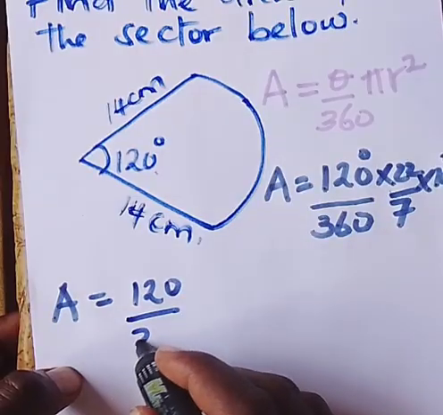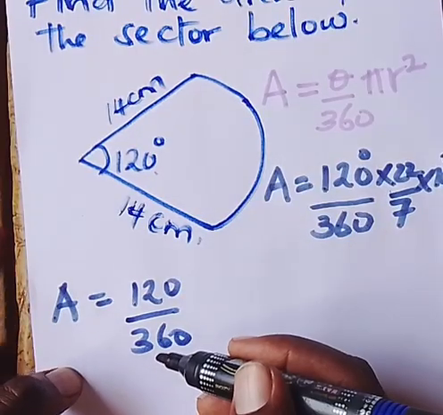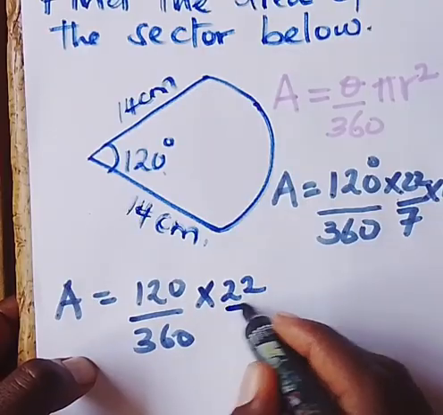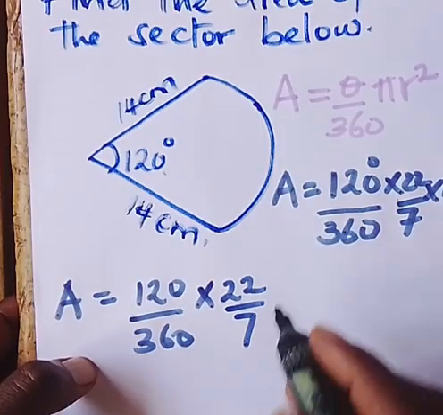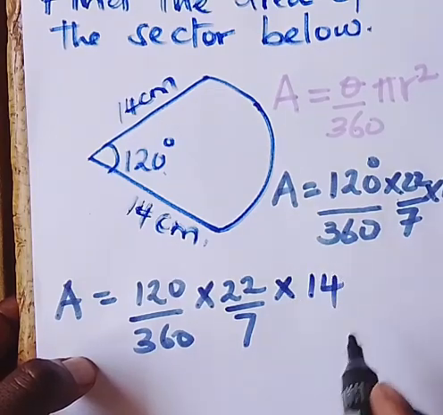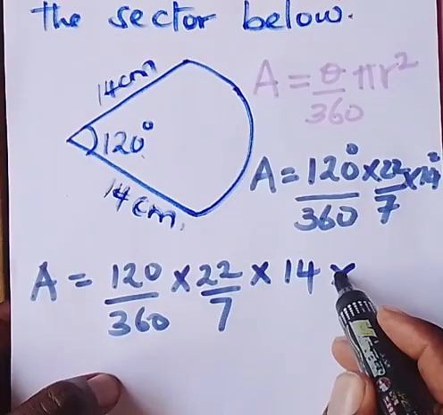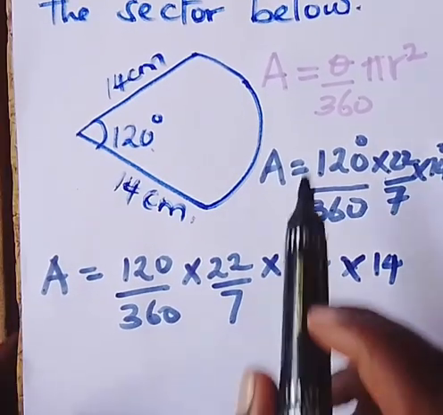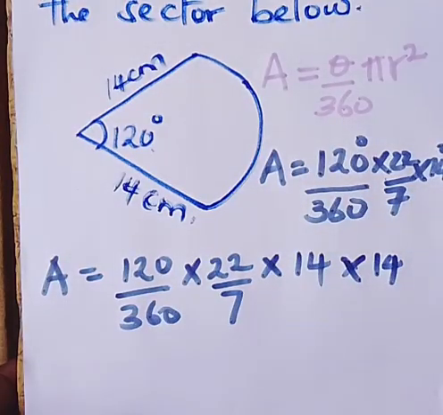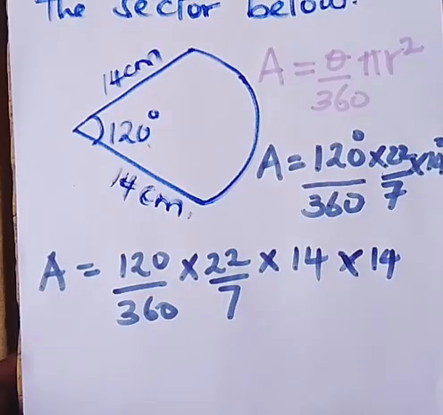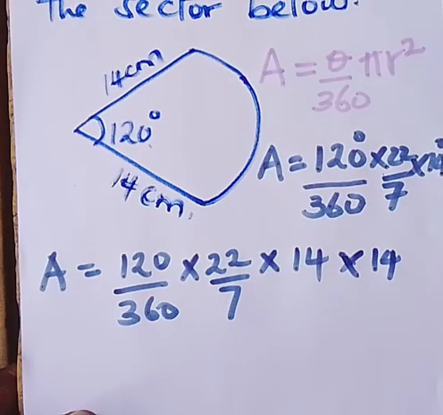120 over 360 multiplied by what? 22 over 7, which is our pi, times radius squared. You can just say it is 14 times 14. Now we have substituted everything in the formula. Up to this point, we can just simplify.